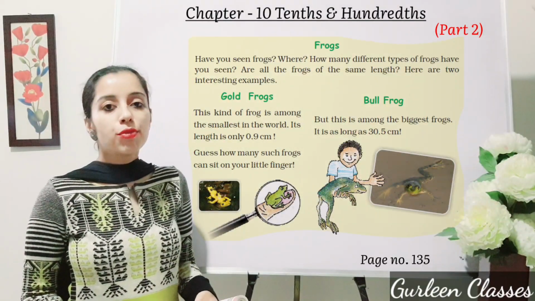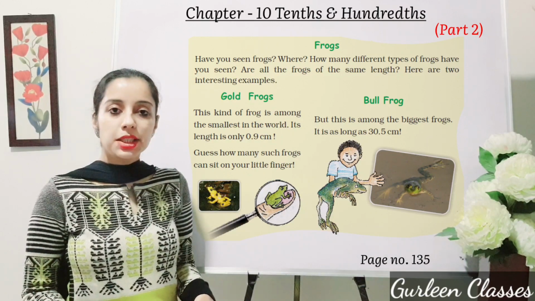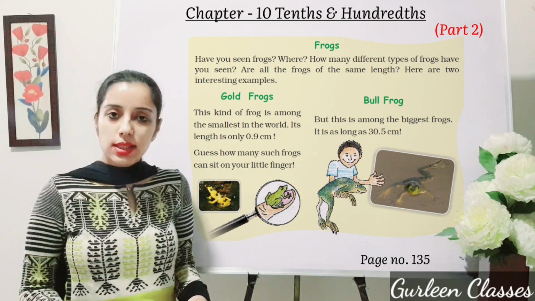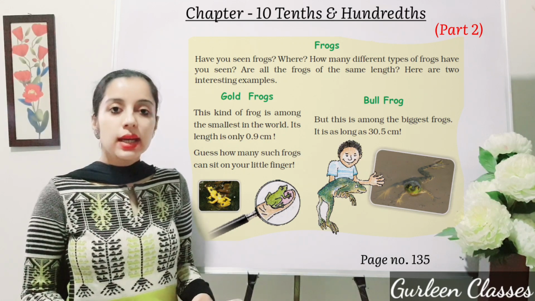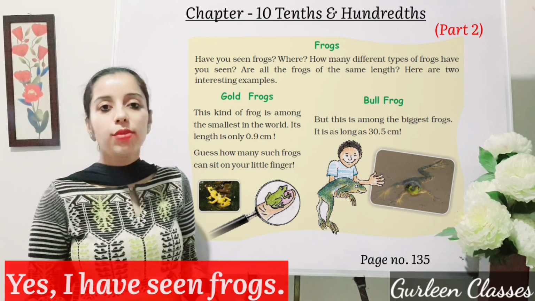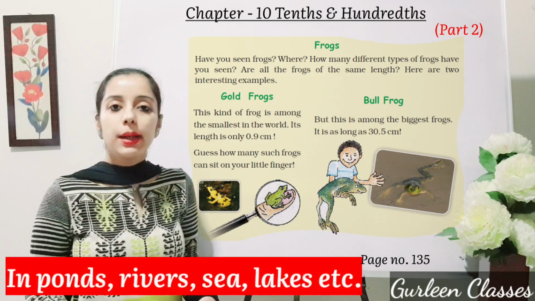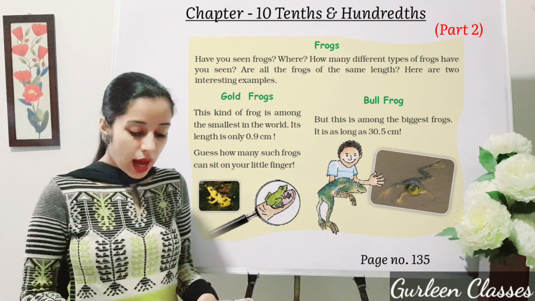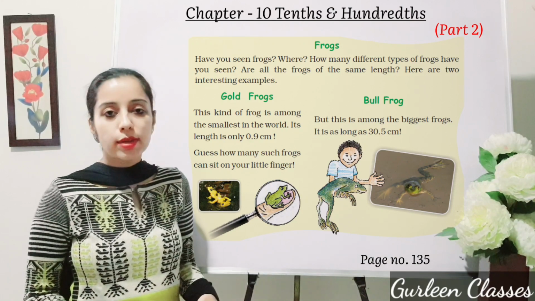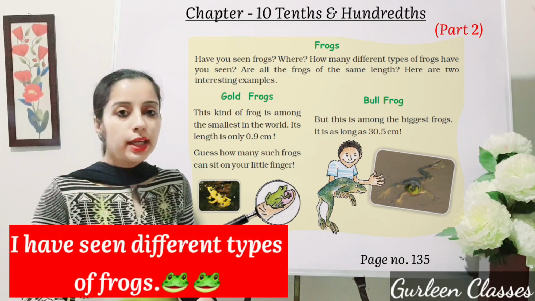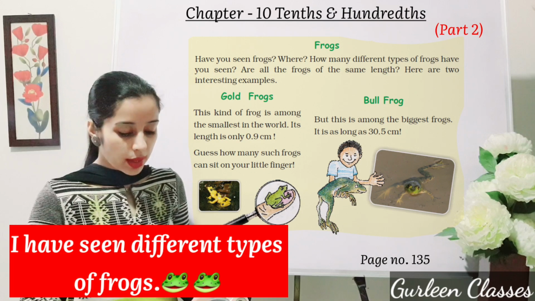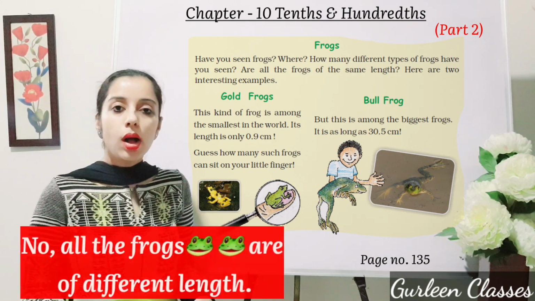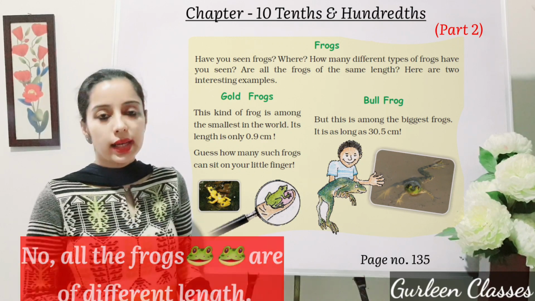Next topic, frogs. Open your book page number 135. Have you seen frogs? Yes, I have seen frogs. Where? In ponds, rivers, sea, etc. How many different types of frogs have you seen? I have seen different types of frogs. Are all the frogs of same length? No. All the frogs are of different length.